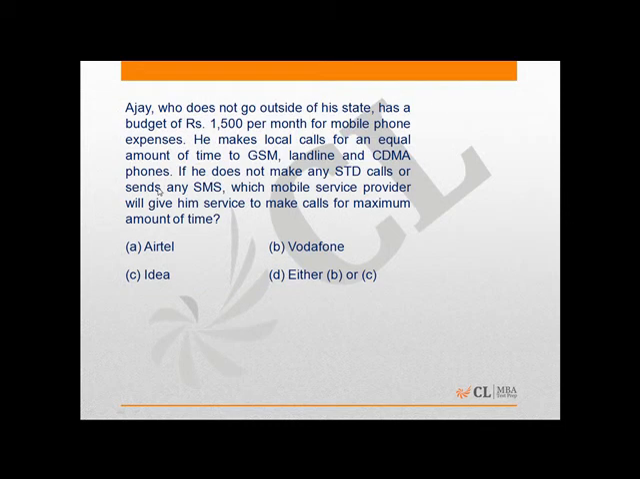Next says Ajay, who does not go outside his state, has a budget of 1500 rupees per month for his mobile phone expenses. He makes local calls for an equal amount of time for GSM, landline and CDMA phones. He does not make any STD calls or SMS. Which mobile service provider will give him service for the maximum amount of time? So you have a budget of 1500 rupees. Now my fixed rates for Airtel, Vodafone and Idea are 200, 250 and 175. That means if you exclude these fixed rates, I am left with 1300 rupees for Airtel, 1250 for Vodafone and 1325 for Idea. And I make equal calls to GSM, landline and CDMA.